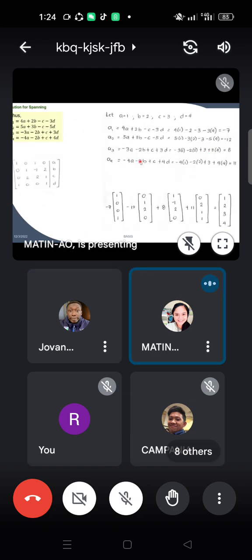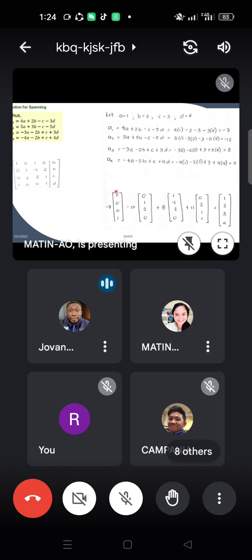So to counter check if tama ba, I'll let any values for A, B, C, and D. So let's say A is equal to 1, B is equal to 2, C is equal to 3, and D is equal to 4. So when I substitute here, A1 is equal to negative 10, A2 is equal to negative 12, and A4 is equal to 11. Now, I'll multiply these to the given vectors.